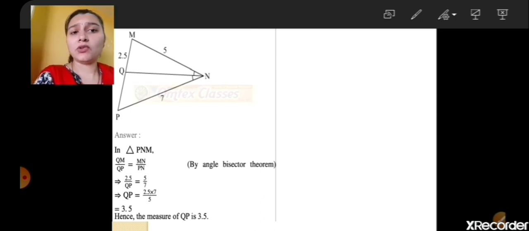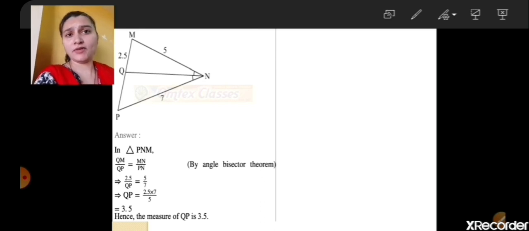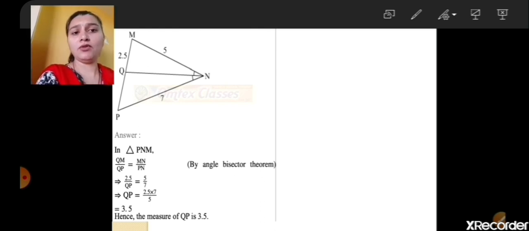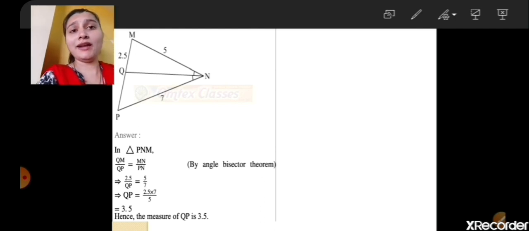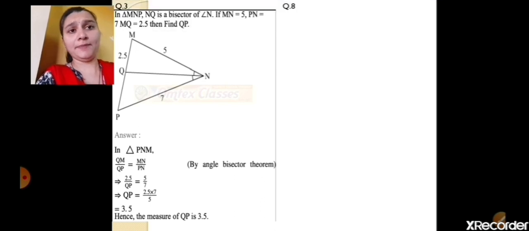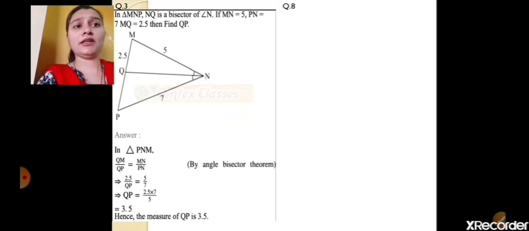So QM is 2.5 upon QP is equal to 5 upon 7. Cross multiply, you will see QP is equal to 2.5 into 7 upon 5. That will give you answer 3.5. Here you have to find the value of QP. So you have to highlight the answer and you have to write the final statement. Same thing will go with the next question, question number 8.